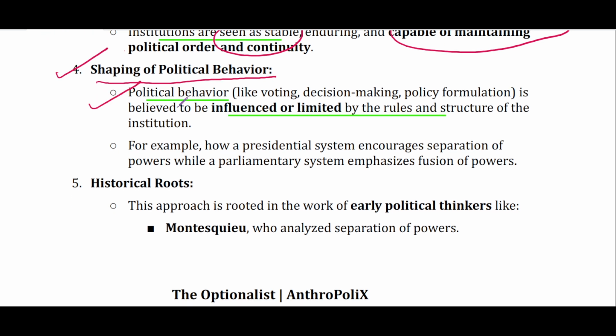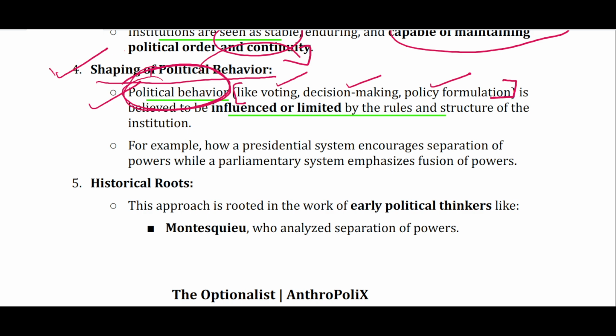Then the next feature is about the shaping of political behavior. So it assumes that the general political behavior of people. Here I have quoted this so that you don't forget. When we talk about political behavior, it is usually related to political decisions or political activities like voting, decision making, policy formulation, holding a public office, taking part in any kind of political activity. All of that together is political behavior.